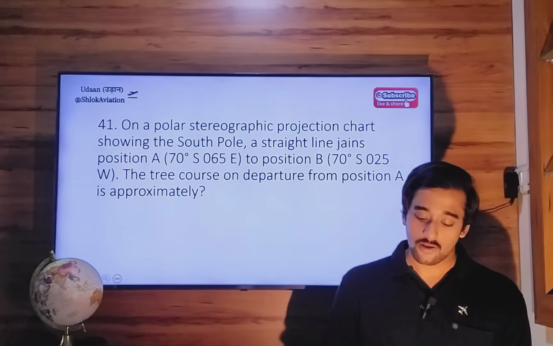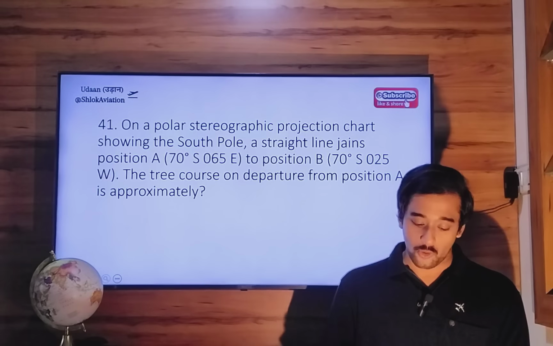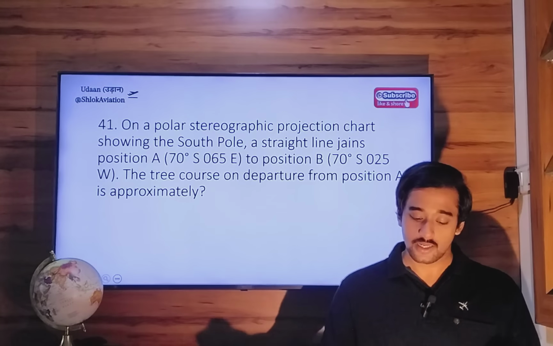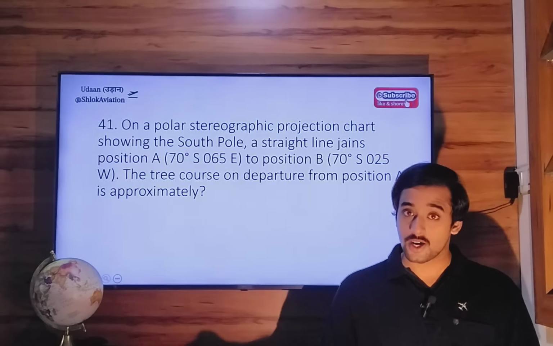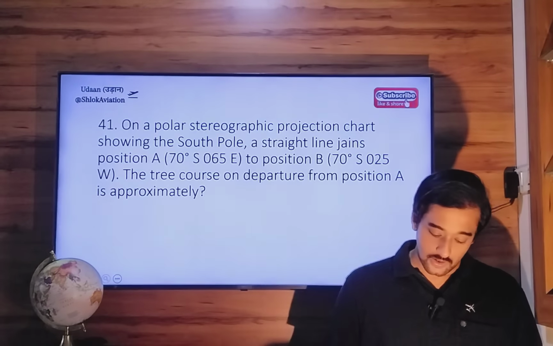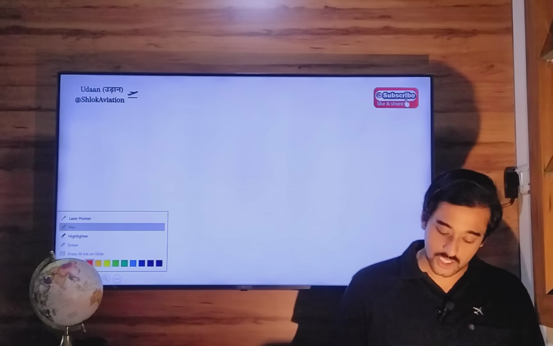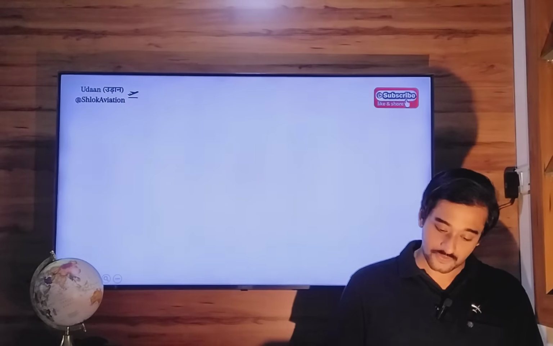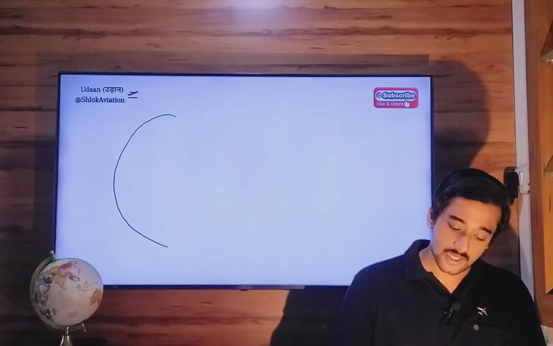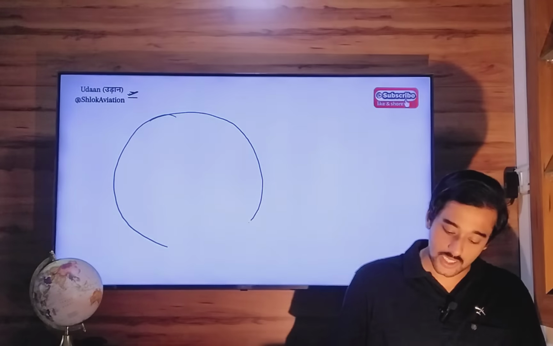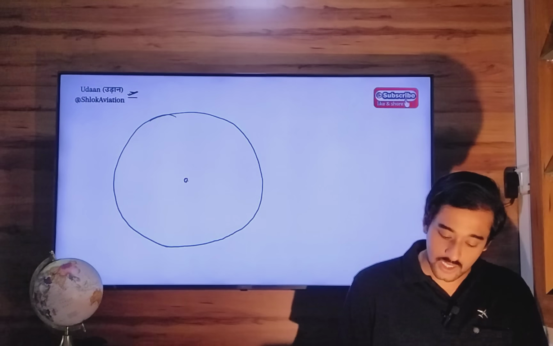On a polar stereographic projection, the South Pole, a straight line joins points Alpha and Bravo. What is the true course on departure from point A? Okay, so it's a polar stereographic projection based on the South Pole. So let's draw the representation of the Earth with respect to the South Pole. So let's say this is your South Pole.